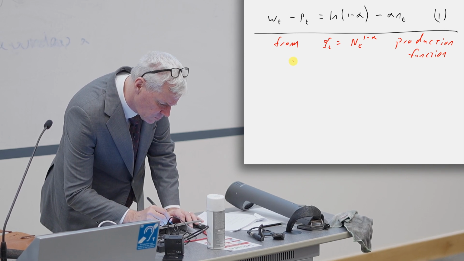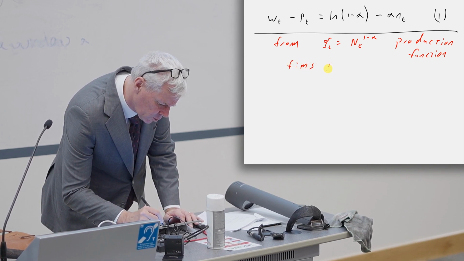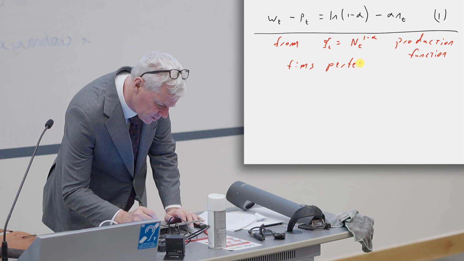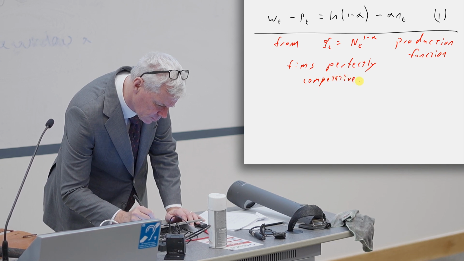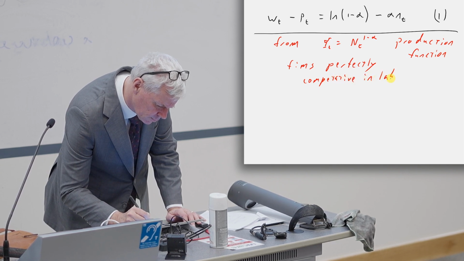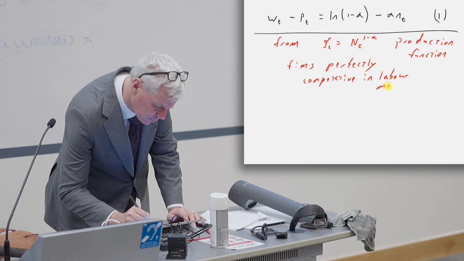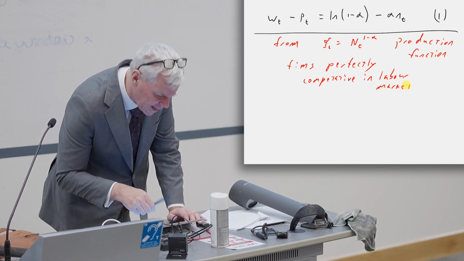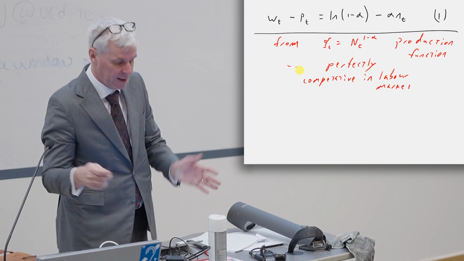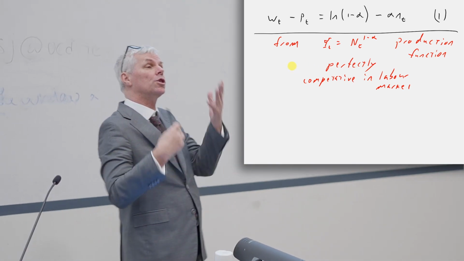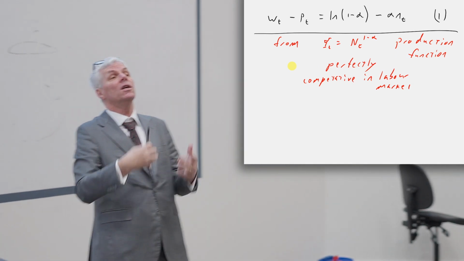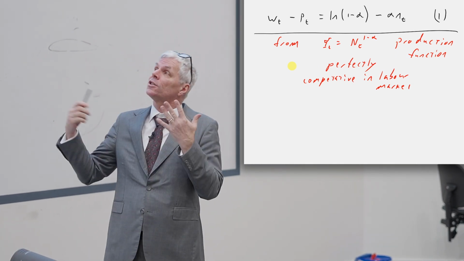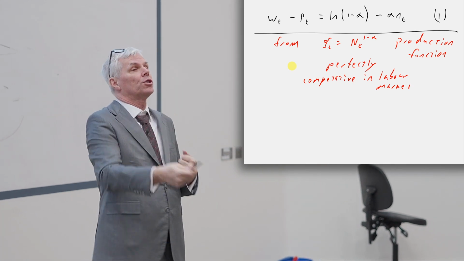And firms are perfectly competitive. And I actually should just say we have a perfectly competitive labor market, right? Because firms and workers are both small. They both have perfect information about wages. All the jobs are identical. And so we end up, you pay the marginal product of labor.